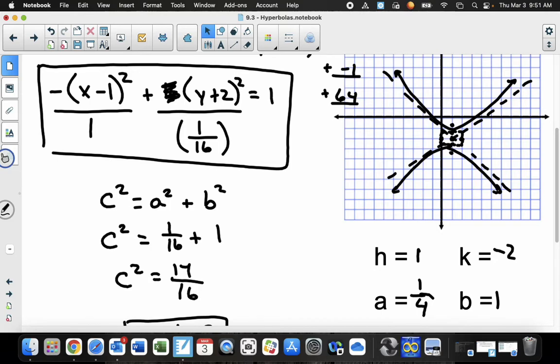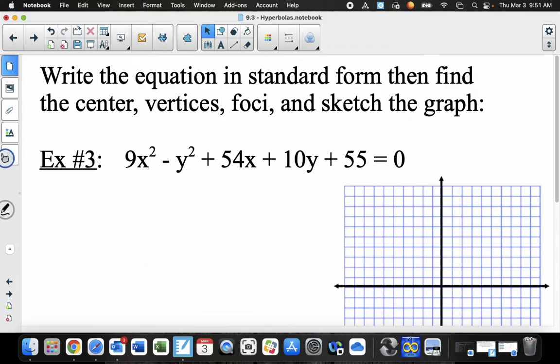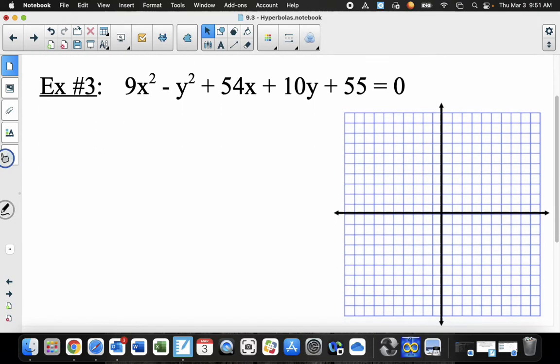How are we doing? Any questions? Great. Last thing I want you to try. Try this next one on your own. Just try it. There's no tricks or anything. It's just a practice problem. Try this last one before I give you the assignment. Matter of fact, while you're doing that, I'm going to give you the assignment so that you have it.